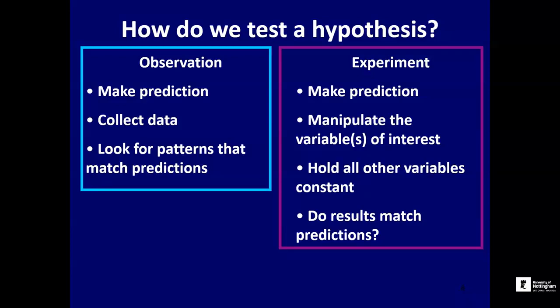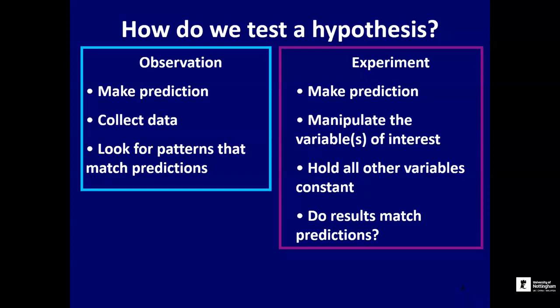So this might be adding a drug to a patient. You're manipulating the levels of the drug, but you're controlling everything else. So the conditions in which the patient is living or is being tested are identical for every individual. The only thing that's different is the variable you're interested in, which is the drug you're applying. And this manipulative experiment involves intervention by the scientist, and what you do is you look for a response to your intervention, and you are asking whether the response matches your predictions.